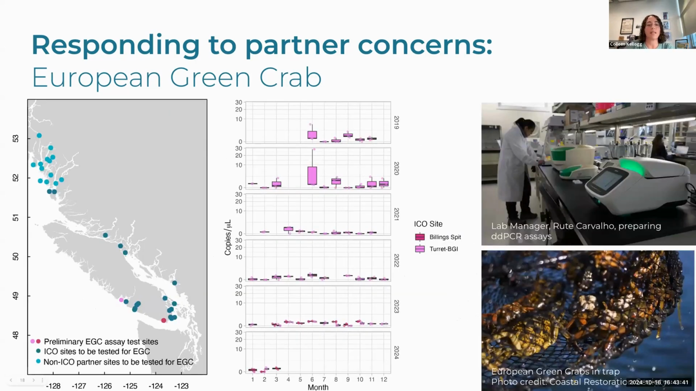So here, basically what we've done is start by picking two sites, which are highlighted here in pink, where we know green crab adult populations have been established, and then seeing how we can detect the European green crab using the validated assay that exists in the literature.